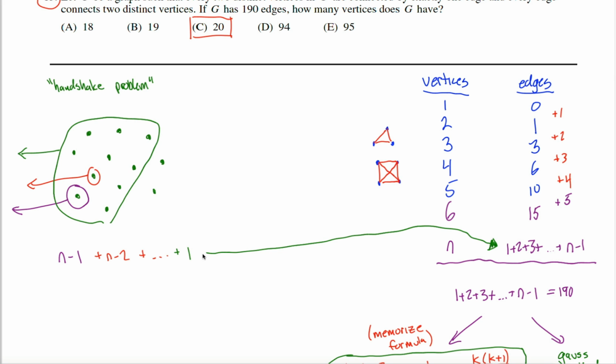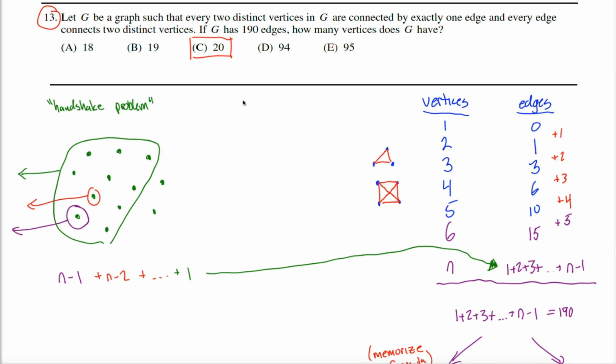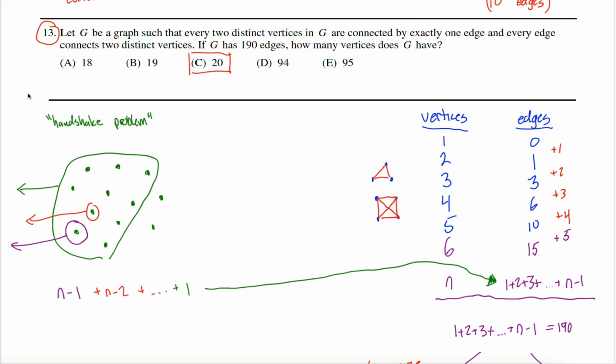The problem with doing the handshake problem this way is we still have to figure out what this sum is equal to. So we still need to either memorize this formula or have Gauss's method. What's kind of cool is there's a different way to do the handshake problem that makes it so you don't have to do that. So let's go back in time. We're in this little room. Everybody's drinking their drink, mingling awkwardly. No one shook anybody's hand.